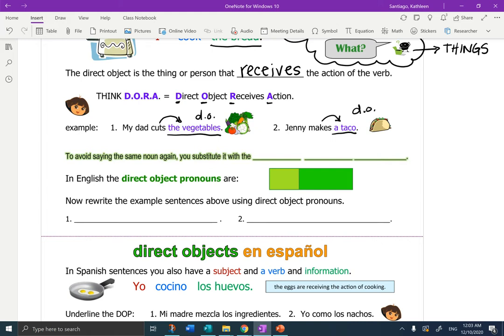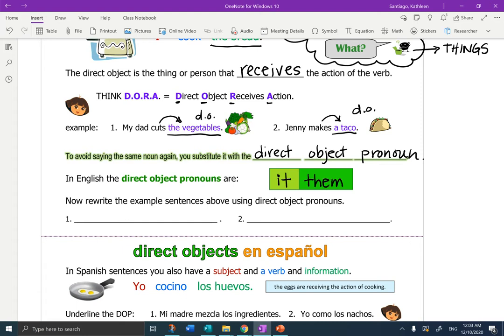But you don't want to keep saying the vegetables and a taco. Jenny makes the taco. Jenny gives the taco. Bob eats the taco. Okay, so to avoid saying the same noun again and again, you substitute the noun with the direct object pronoun. In English, the direct object pronouns are, there are only two of them, it and them.